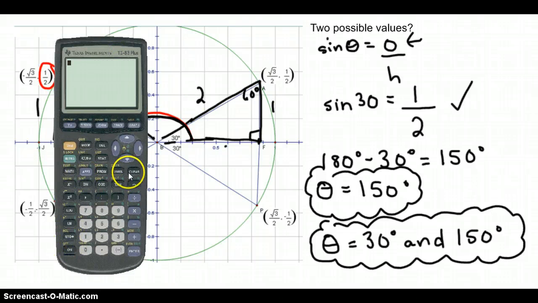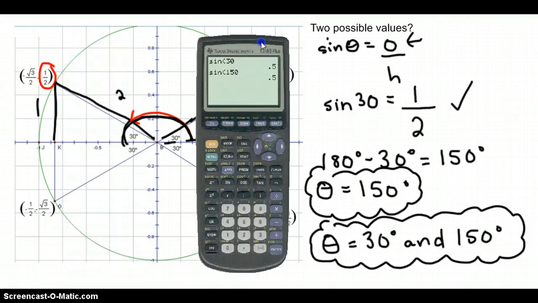If you do sin of 30 degrees, which is what the angle was at the beginning, it was 0.5. 1 over 2 is 0.5, so this works. And we want to check if 150 works. So sin of 150 also equals 0.5. So that's how you know if it works.